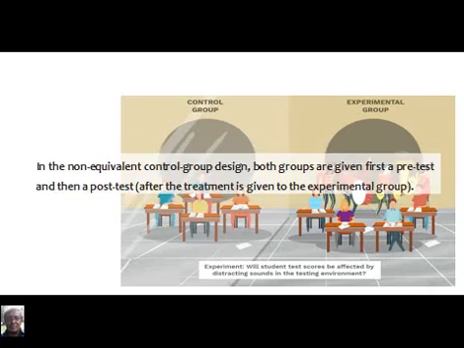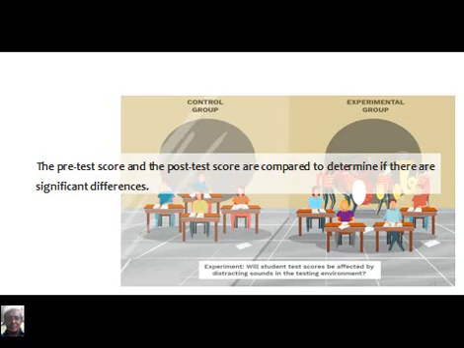In the non-equivalent control group design, both groups are given first a pre-test and then a post-test, after the treatment is given to the experimental group. The pre-test score and the post-test score are compared to determine if there are significant differences.